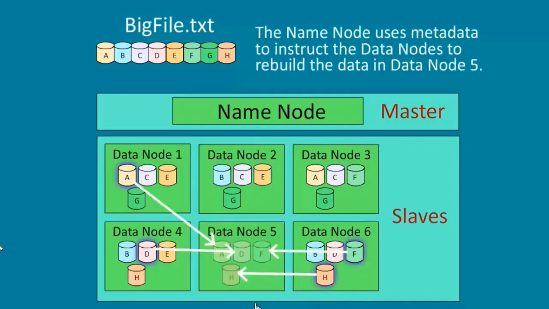And now when we replace our disk drive in data node 5, the data can be rebuilt from other nodes. And this is all going to be handled by the name node that manages it all. It has a metadata map and knows exactly where all of the data blocks are located, and therefore can rebuild the data.